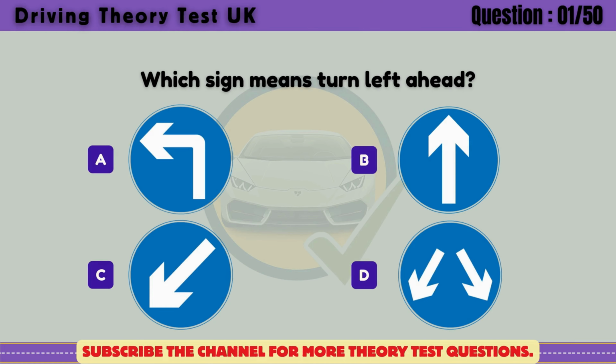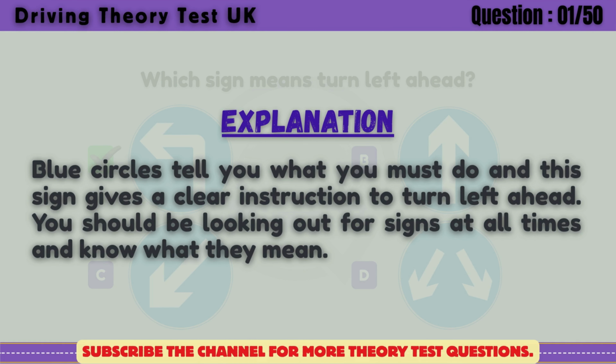Question 1. Which sign means turn left ahead? Answer is A. Blue circles tell you what you must do, and this sign gives a clear instruction to turn left ahead. You should be looking out for signs at all times and know what they mean.